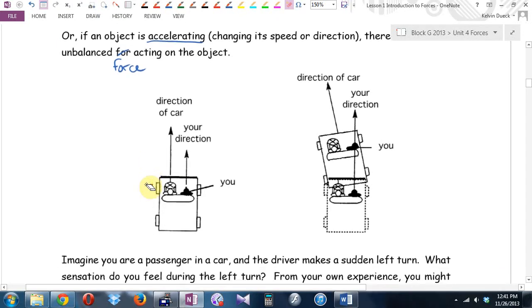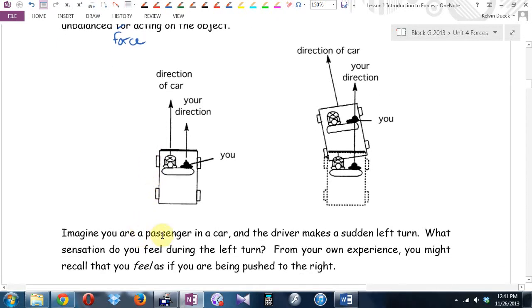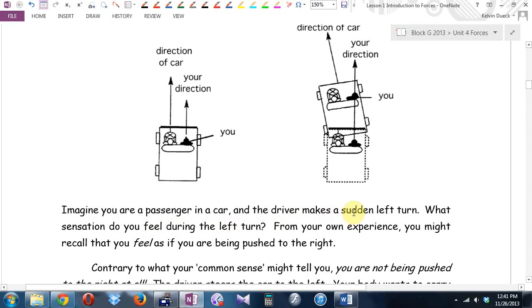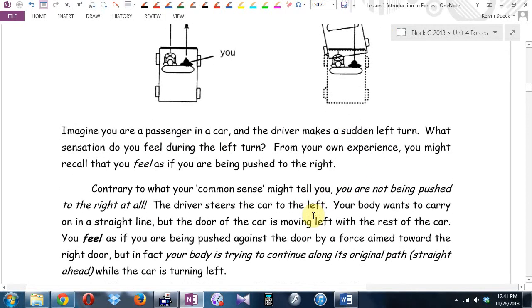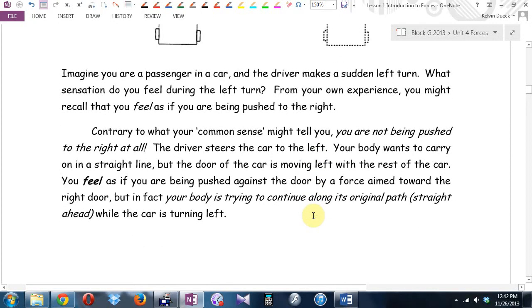So imagine you're a passenger in a car, and the driver makes a sudden left turn. What sensation do you feel during the left turn? You feel like you're getting pushed to the right. I did do my rant the other day about your bodies being opposite accelerometers. So you feel like you're being pushed to the right, but you're actually being accelerated to the left by the car. Contrary to what your common sense might tell you, you're not being pushed to the right at all. The driver steers the car to the left. Your body wants to keep going in a straight line. You feel like you're being pushed against the door. Actually, the door is pushing against you to keep you going around the corner. Otherwise, you'd keep going in a straight line.